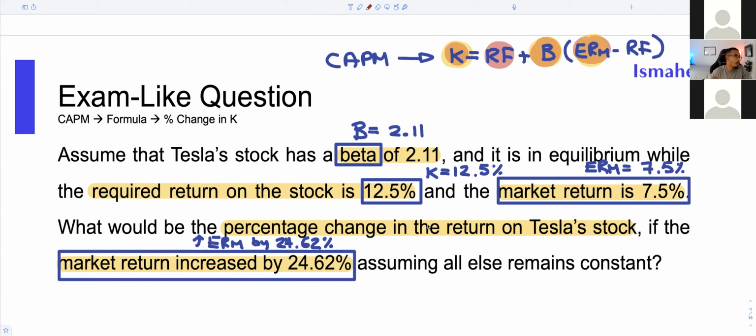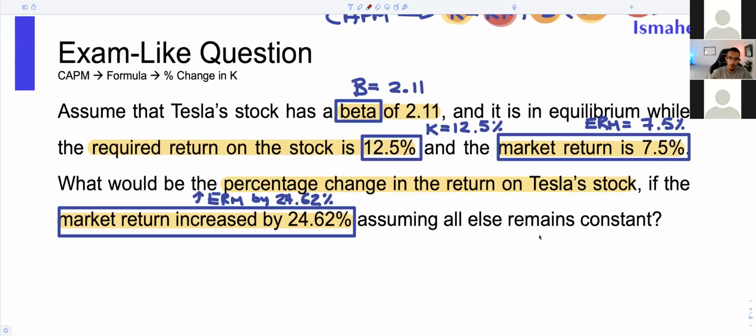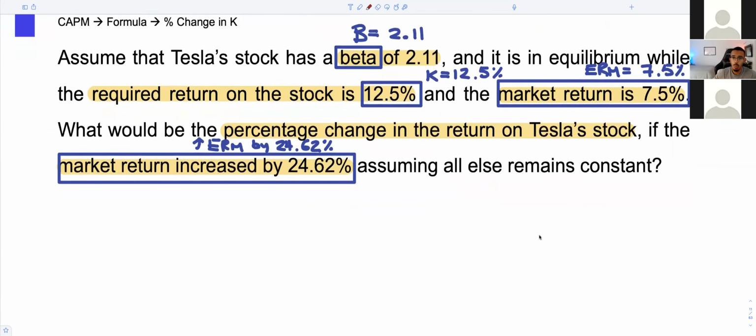We're missing RF. RF is the missing variable, right? It's kind of annoying because now we need to solve for it. We can't do anything unless we know what our RF is, because we want to figure out the percentage change on the required rate of return on Tesla stock. But in order to do so, we need the CAPM formula, and right now our CAPM formula is not complete. So step 1 would be to solve for RF.